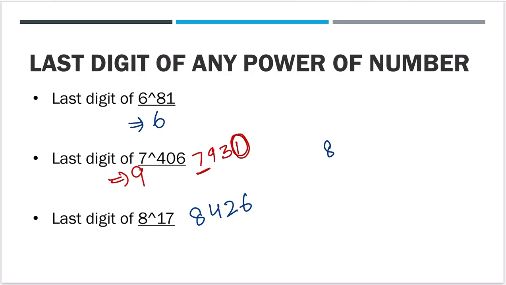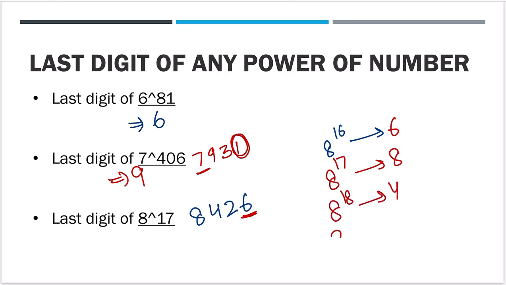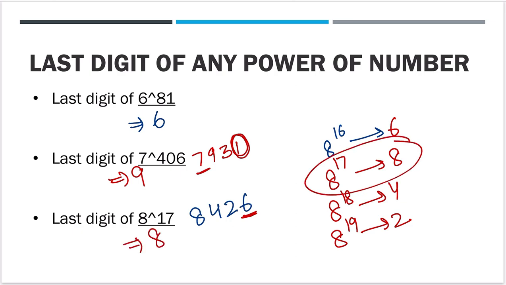So now we know 8 raised to power 16 is divisible by 4, and when we check 8 raised to power 16, that will be 6. 8 raised to power 17 will be 8. 8 raised to power 18 will be 4. 8 raised to power 19 will be 2. So the answer we are looking for is 8. 8 raised to power 17, the last digit is 8. I hope this is clear.